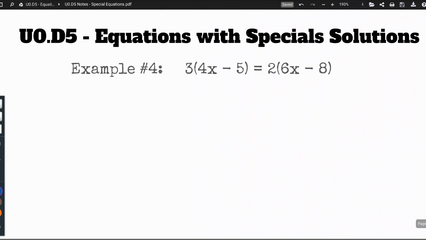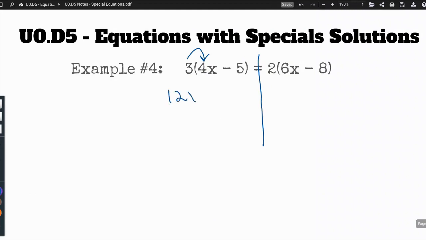And example 4. If you're feeling up to it, you could pause the video and try this one on your own, and then play to check to see how you did. On the left-hand side of my equation, I need to distribute. 3 times 4x, that's 12x. 3 times negative 5, because remember it's like 3 times negative 5, that's negative 15.